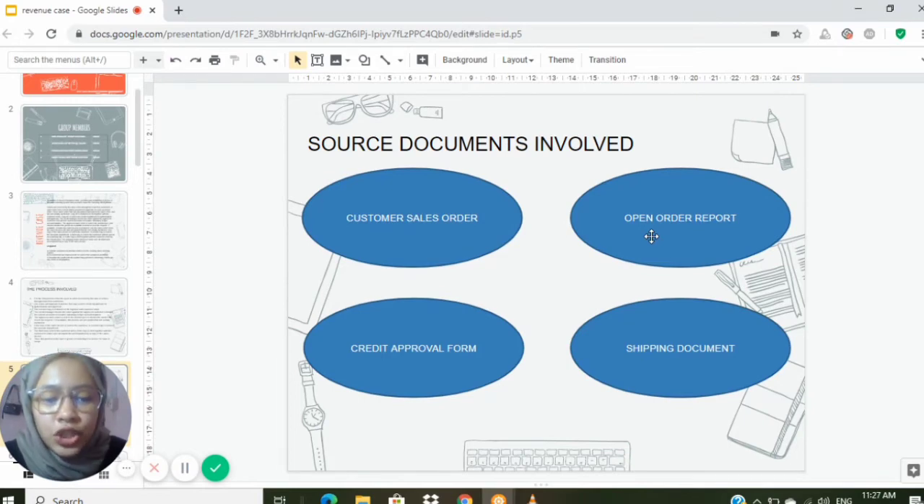The fourth one is the shipping document. This document should be prepared when goods are shipped to the customer. It contains information on the type of product shipped, quantity shipped, or other relevant information. The fourth copy of the sales invoice is filed together with the customer order by the storekeeper to make sure all shipments are accompanied by a copy of the sales invoice.